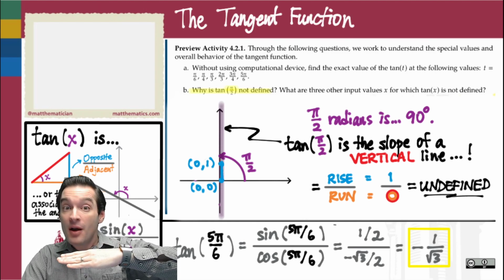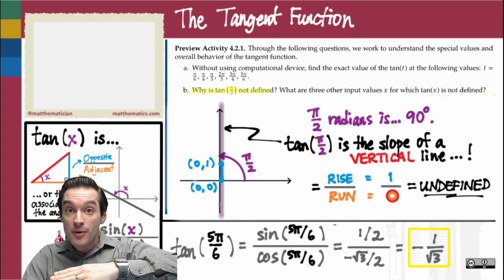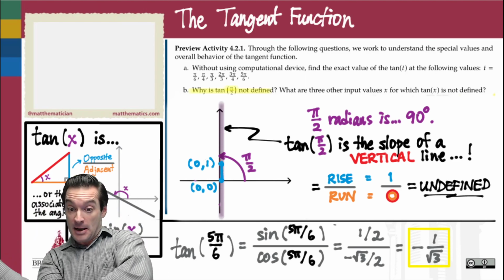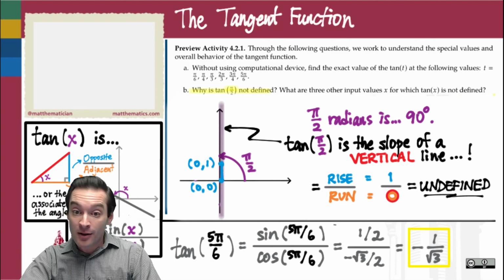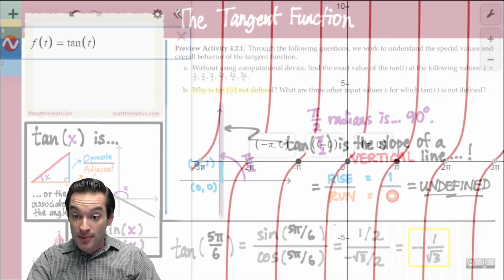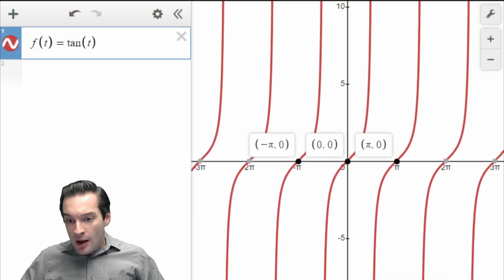Horizontal lines do. What angles do horizontal lines make with the positive x-axis? They make a 0-degree angle, a pi radian or 180-degree angle, a 360-degree or 2 pi radian angle, and so on. So that explains all of the x-intercepts for the tangent function.